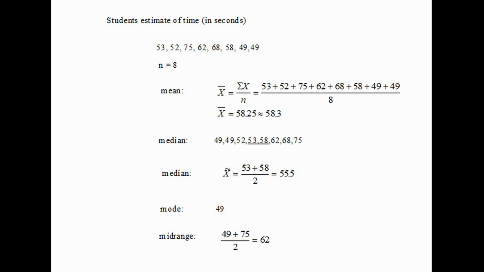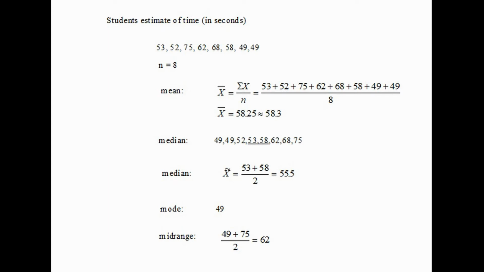In order to calculate the median, we must arrange the data in ascending order, and then we find the number that's in the middle of the data. In this case, because we have an even number of elements, we take the two numbers in the middle, add them, divide by 2, and then find our calculation. In this case it is 55.5. And we say that the median is called tilde x.